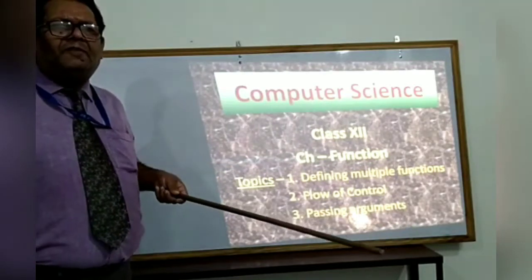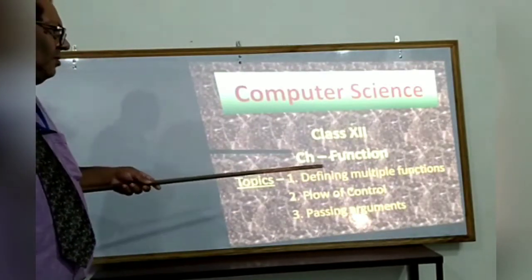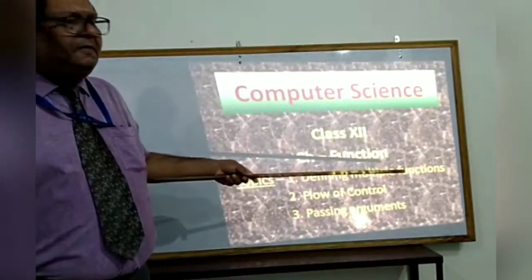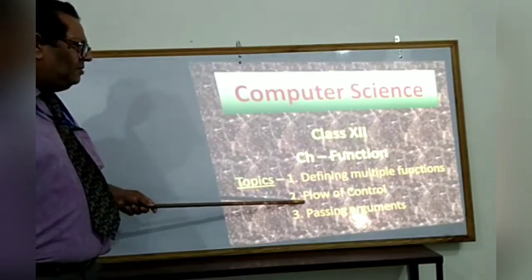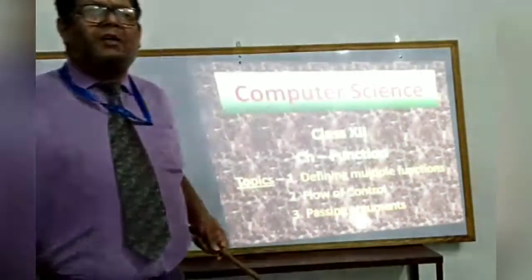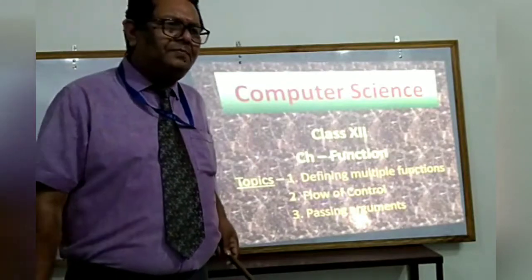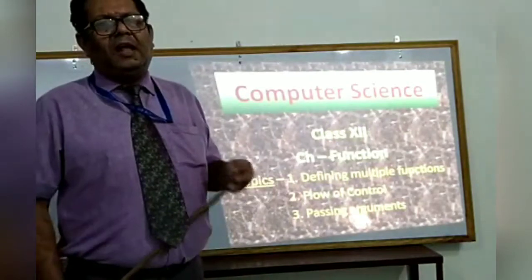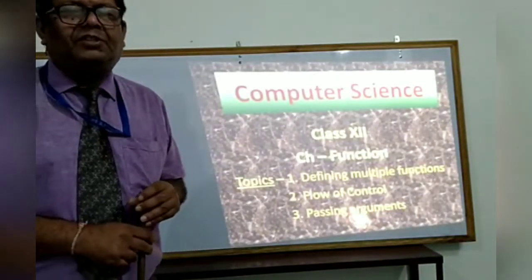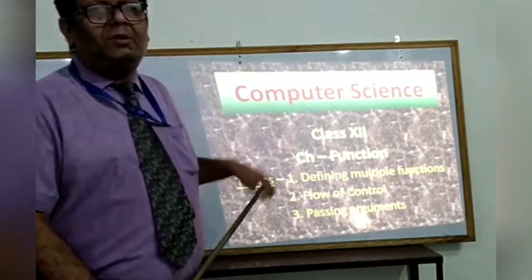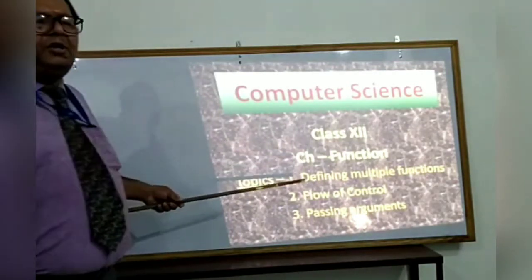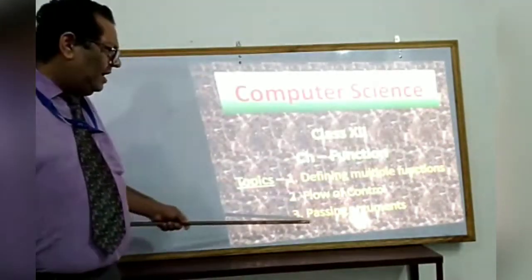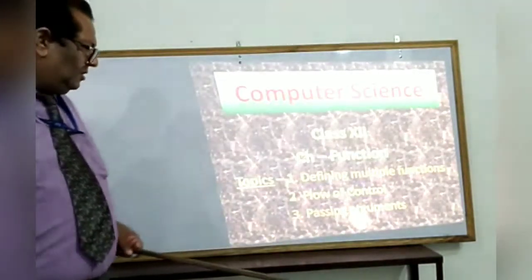Now moving further in this chapter. Till now I have told you how to define a function and how to call a function. Today we will discuss three topics: defining multiple functions in a Python program, the flow of control, that is, how control flows within the program to the functions, and the very important point about arguments in functions. I will teach you these three points one by one.